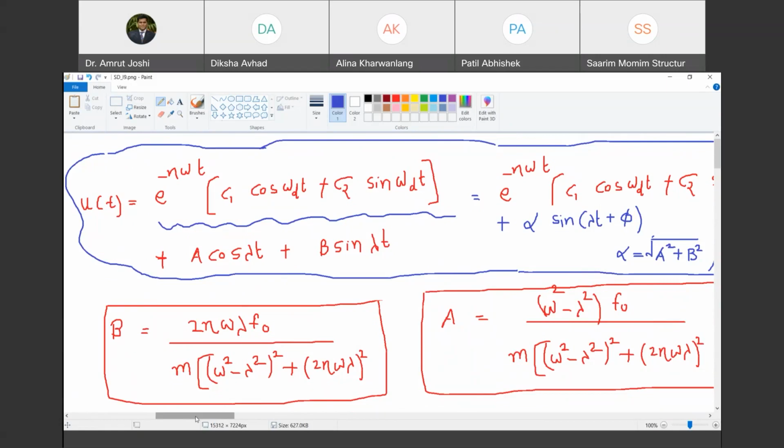Chalo. Second question I ask: as t tends to infinity, does this response die on its own? No. As long as the forcing function is prevailing, the system will continue to respond, because sin lambda t plus phi will never decay. It will keep on oscillating between plus minus 1. Do you agree with me? So therefore, the system will forever keep on oscillating between plus alpha and minus alpha. This is the maximum and minimum displacement from mean position the system is going to have.